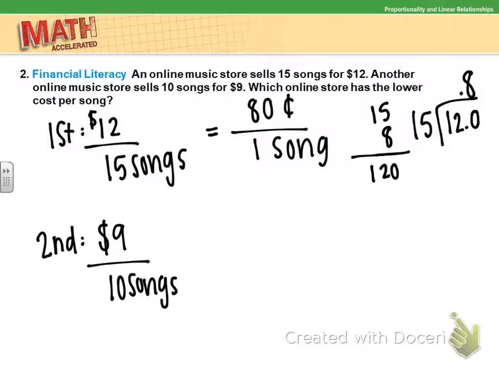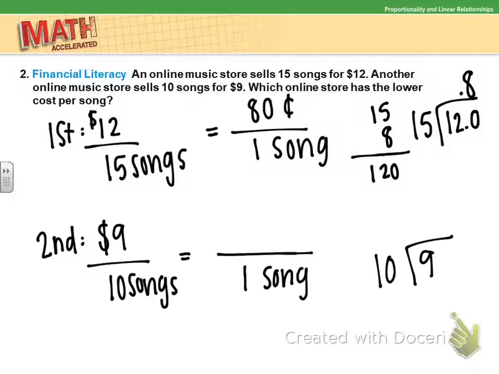All right, so now our second one, we've got to figure out how much we're paying for 10 songs. For this second store where I'm getting 10 songs for $9, how much am I paying for one song? So if I divide 9 by 10, I've got to add a decimal and add a what?